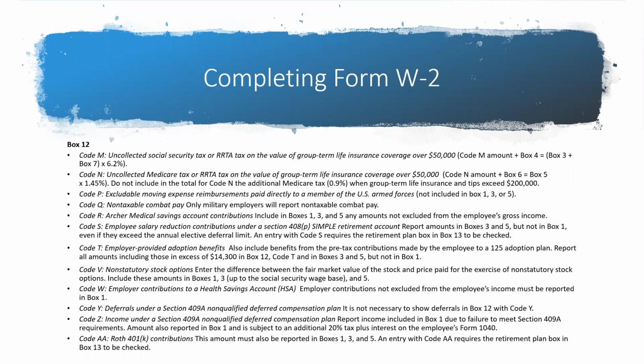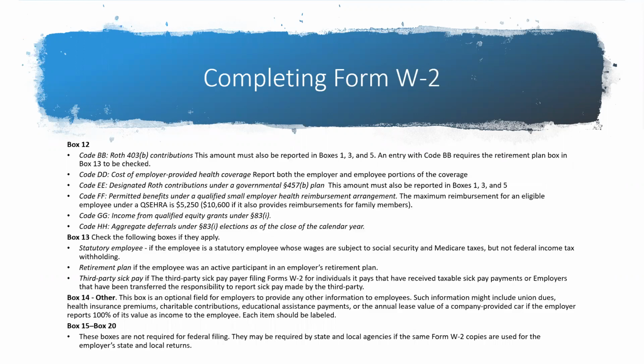Code DD is another one, and that's the cost of employer-provided healthcare coverage. That has to be completed for any employer that filed 250 or more Forms W-2 in the preceding calendar year. That one is the total cost, so it would include employee contributions as well as employer contributions. It's the total cost of the healthcare coverage for the whole year. So code DD is definitely a big one. I would star that one for sure.